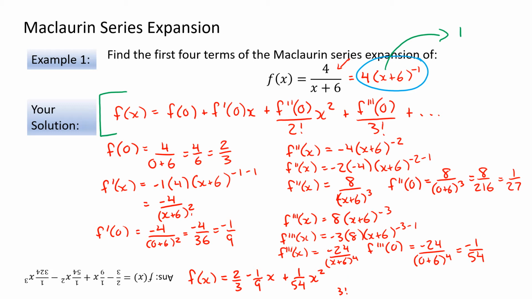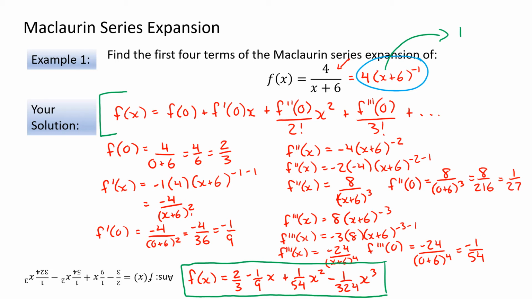So if we simplify that, we get minus 1 over 324, that's just using your calculator, x cubed. So those are the first 4 terms of this Maclaurin expansion. Okay. Again, you could keep going, but I usually stop you at 3, 4, 5 terms.